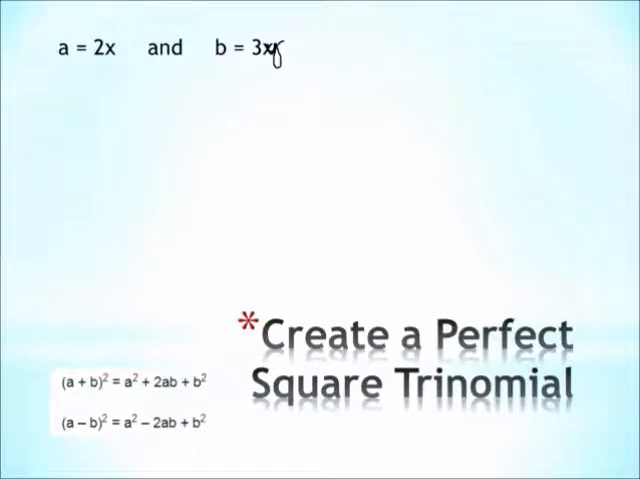So we have 2x and 3y. If this is the case, we're going to, first of all, square the 2x, and we get 4x squared. So that's going to give us that first initial term. We're going to take the b, which is 3y, and square that, which is 9y squared. And that actually gives us our last term.